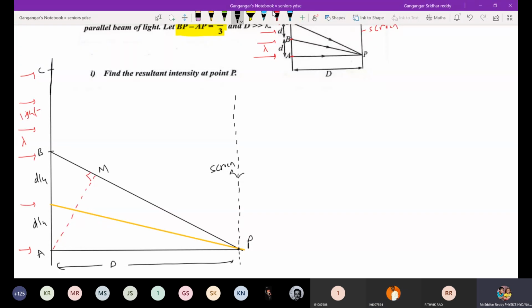So I'll make arrangement like this. I'll go for again the same method. Like this will be theta. This angle should be theta. No, this will be 90 minus theta. This will be theta. The same as in YDSE what we did, the necessary condition is d very much less than D.